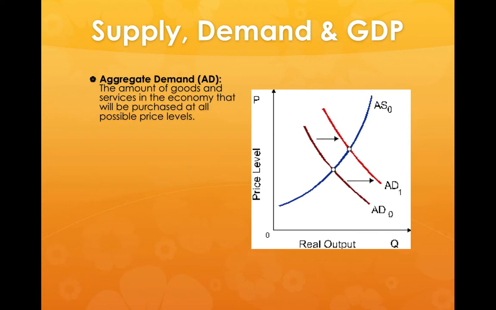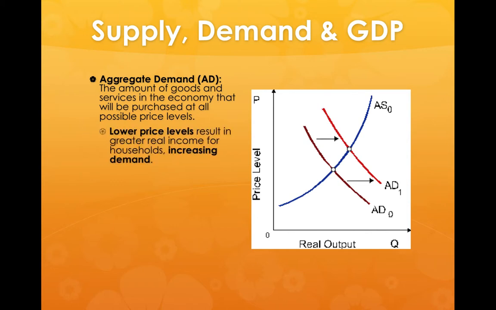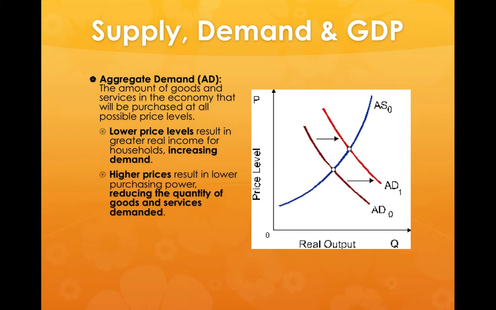And there's aggregate demand. And aggregate demand is the amount of goods and services in the economy that will be purchased at all possible price levels. Lower price levels result in greater real income for households, increasing demand. Higher prices result in lower purchasing power, reducing the quantity of goods and services demanded.